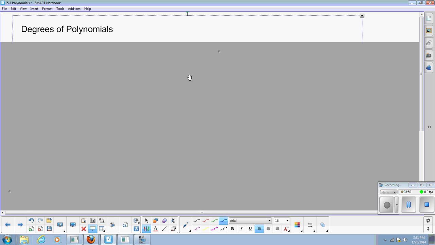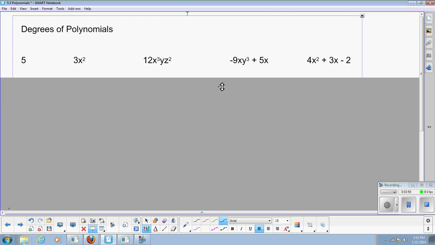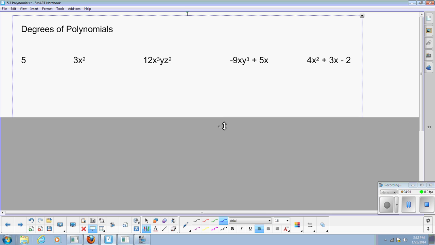Moving on to degrees of polynomials. Degrees of polynomials help us when we're actually working more. We use them a lot when we're working with trinomials and binomials. So degrees of polynomials. So here are 5 different polynomials. To talk about their degrees, we want to look at the exponents on the variables. If I look at a plain number 5, there is no variable here with an exponent.